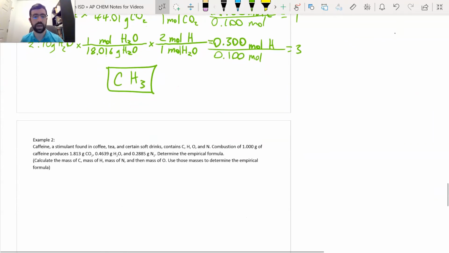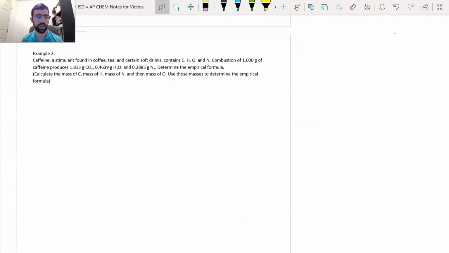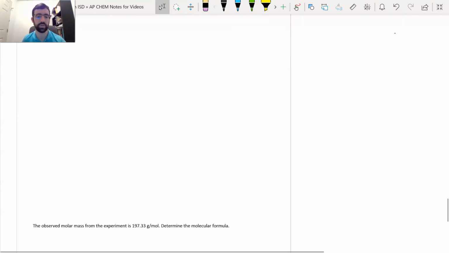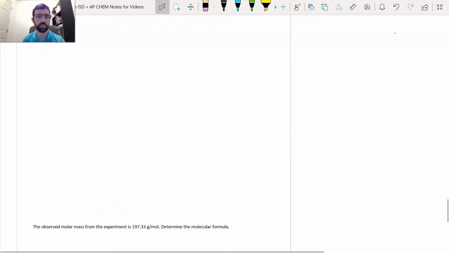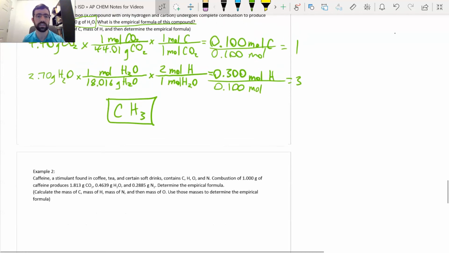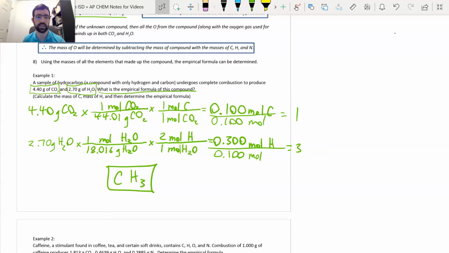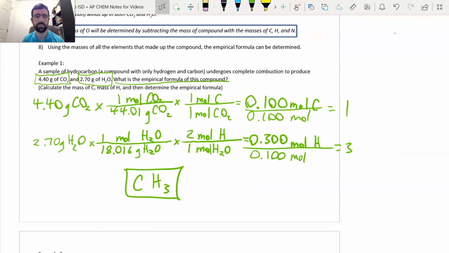All right, we have another example of a combustion analysis, example 2, and then we have an observed molar mass, so we could find the molecular formula. These are very similar to the types of problems we've done before, but we're doing combustion analysis. I'll try to cover those in the next class. I might make a video so that you guys have the option to watch it before then, but that's it for the notes for today. Let me know if you have any questions about them.